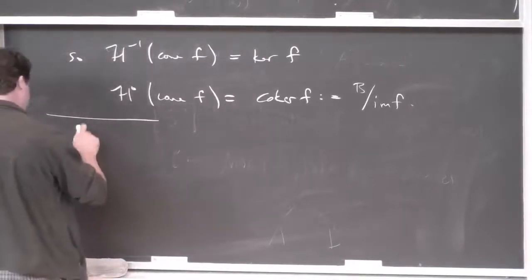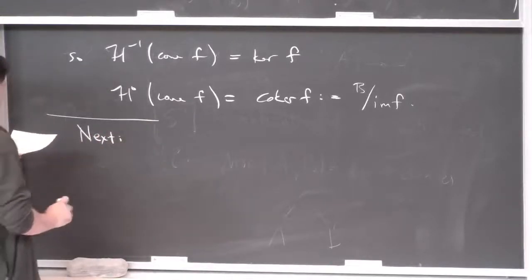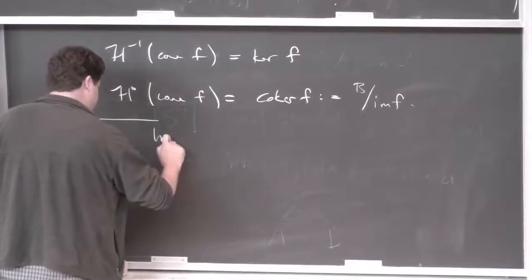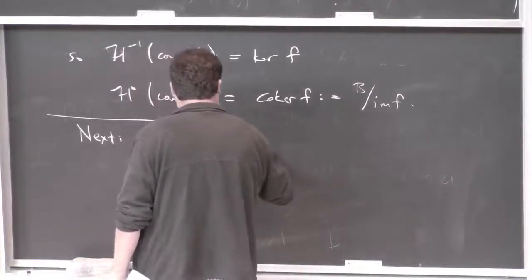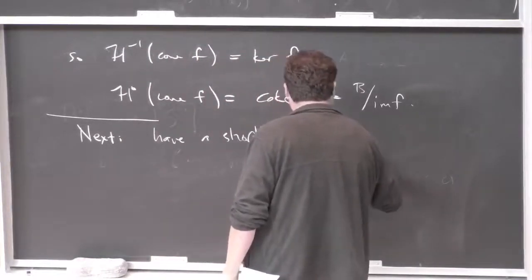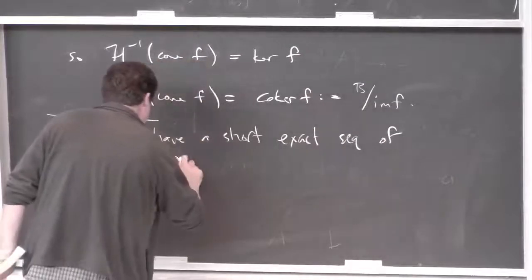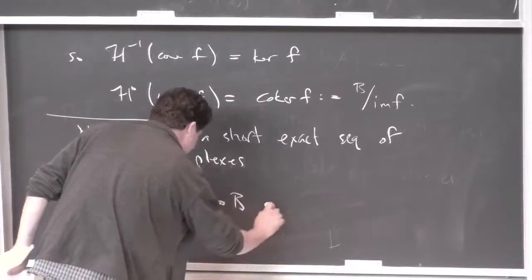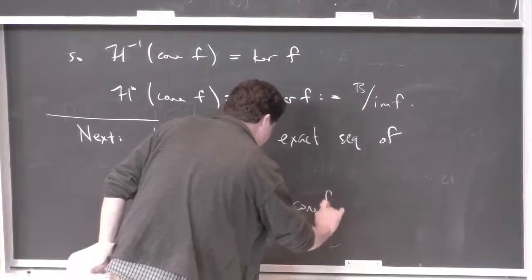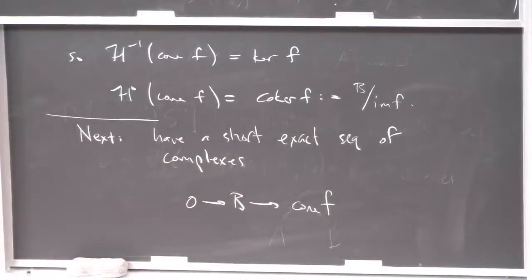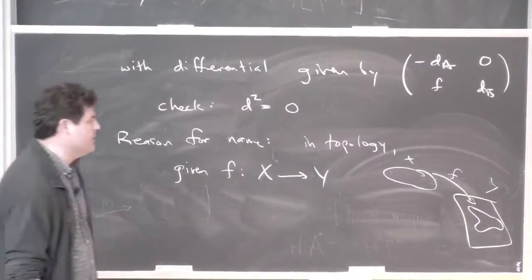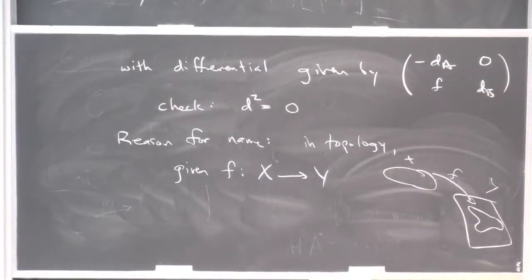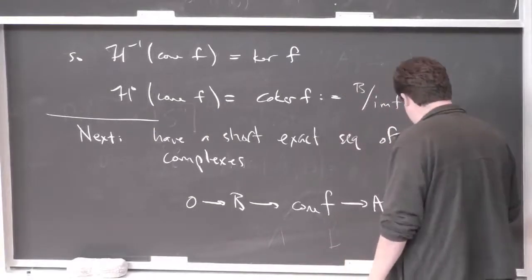So next, we have a short exact sequence of complexes. B includes into the cone of f. Right, so now we're back in this general setting here. We're no longer just single objects, but general complexes. B includes in the cone of f, and cone of f maps to A shifted by 1, which I guess I should now really define properly.